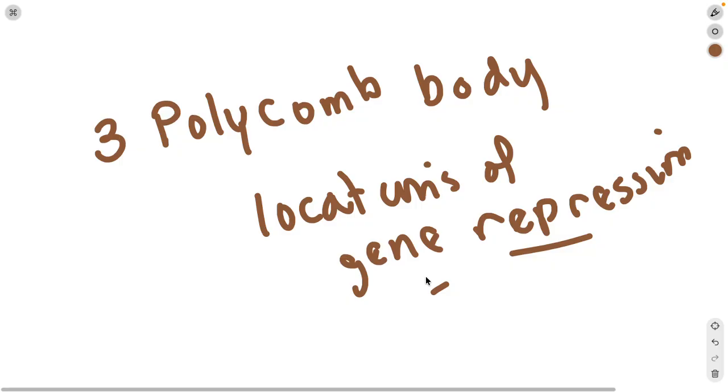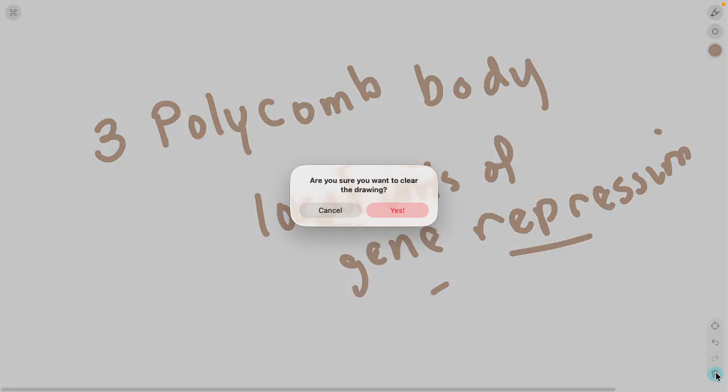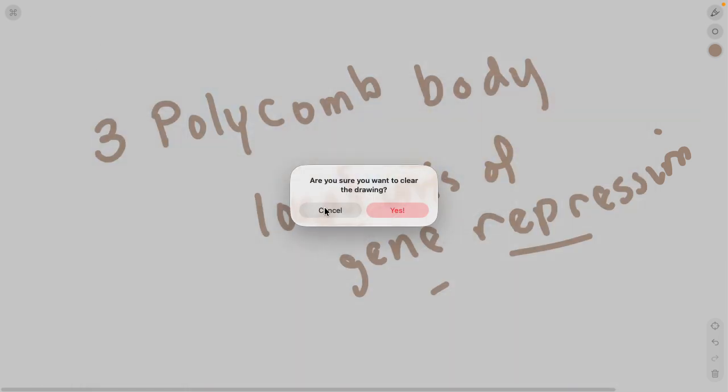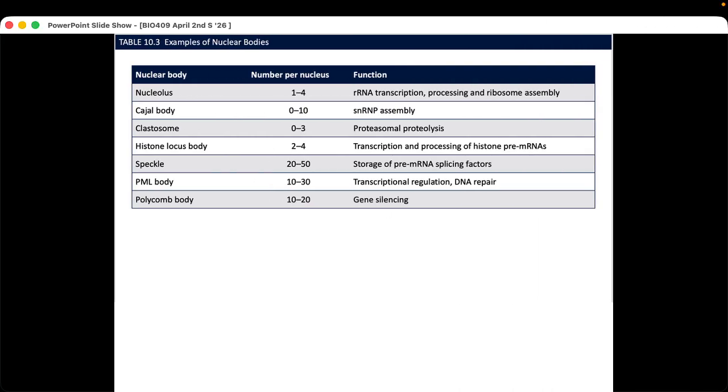And maybe let me just check this list again, because maybe there's just one more. Yeah, really, there's just one more of these that we should be learning about. And that is the fourth one, and that's what we're going to call a DNA replication factory.